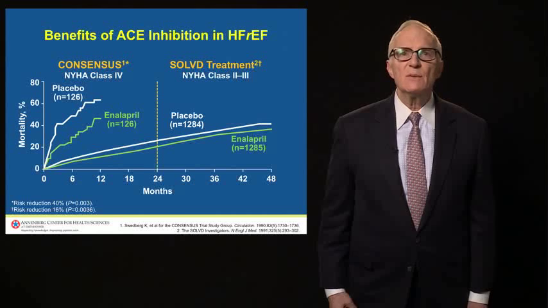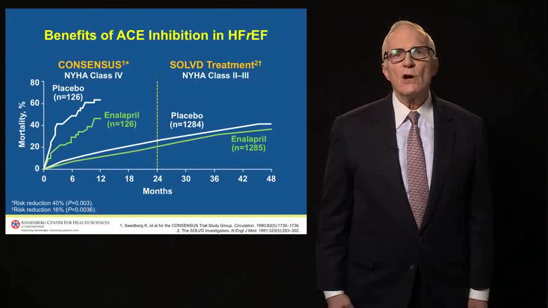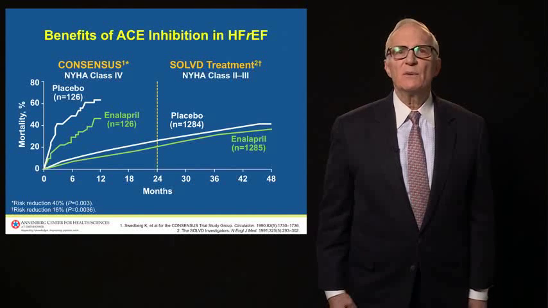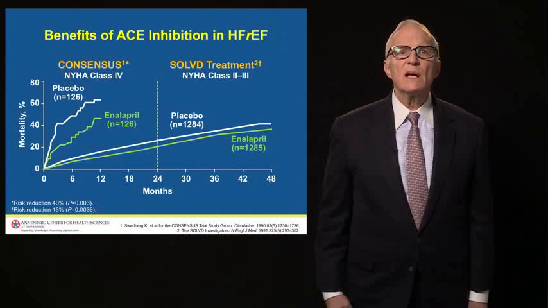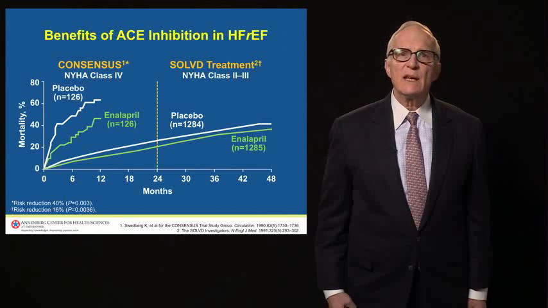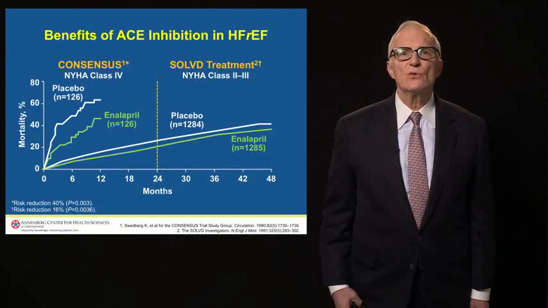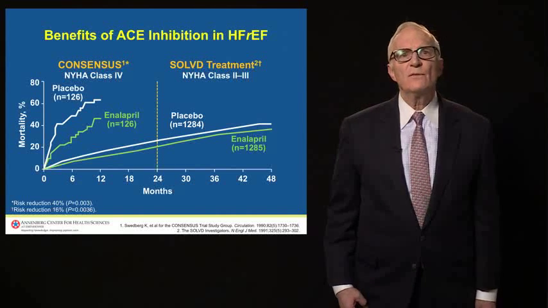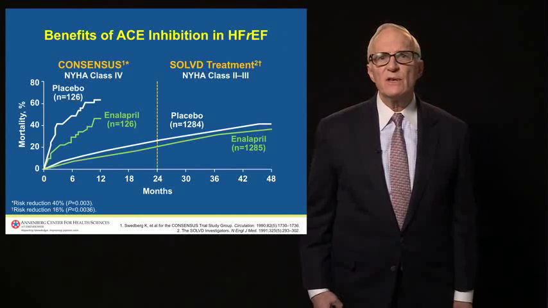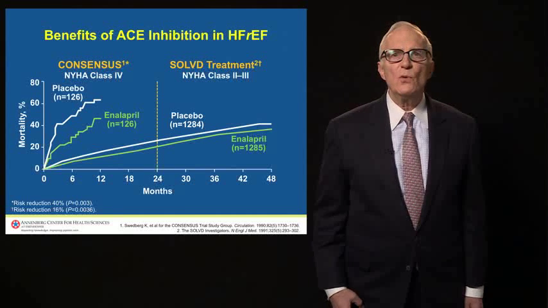First, ACE inhibitors, angiotensin converting enzyme inhibitors. The first large trial to show that ACE inhibitors improved outcome in patients with HFrEF was the CONSENSUS study. That was reported out in the 1980s, actually, and showed a rather dramatic difference in outcomes in patients who received enalapril versus those who received placebo. These were very sick patients. They were New York Heart Association functional class 4.